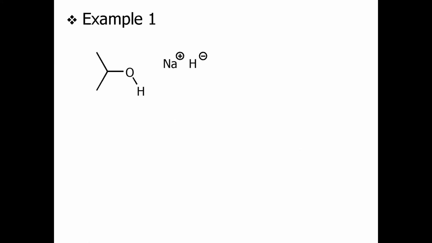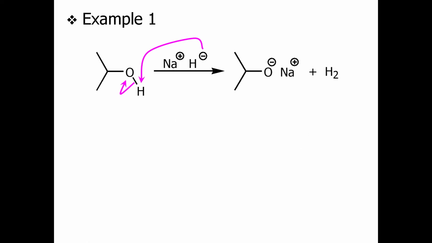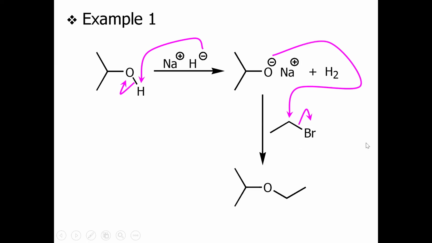One example: when this alcohol, which is a secondary alcohol, is treated with sodium hydride, the strong base hydride will capture this acidic proton and convert it into the sodium salt of the alcohol. And later, this oxyanion of the sodium salt of the alcohol will act as a nucleophile to depart this bromide ion to give you the corresponding ether, which is ethyl isopropyl ether.